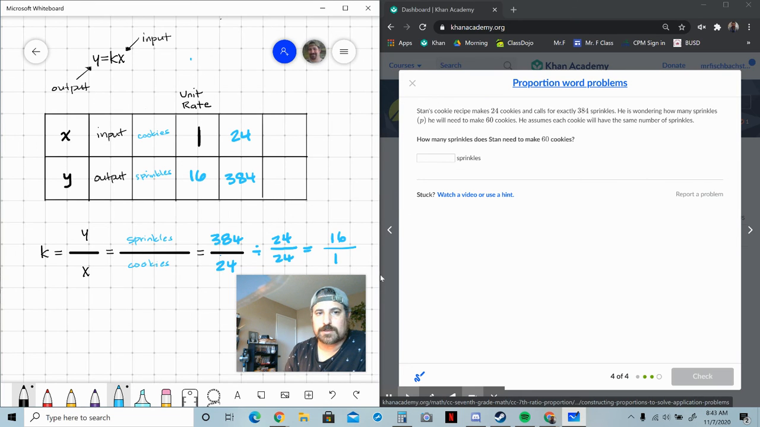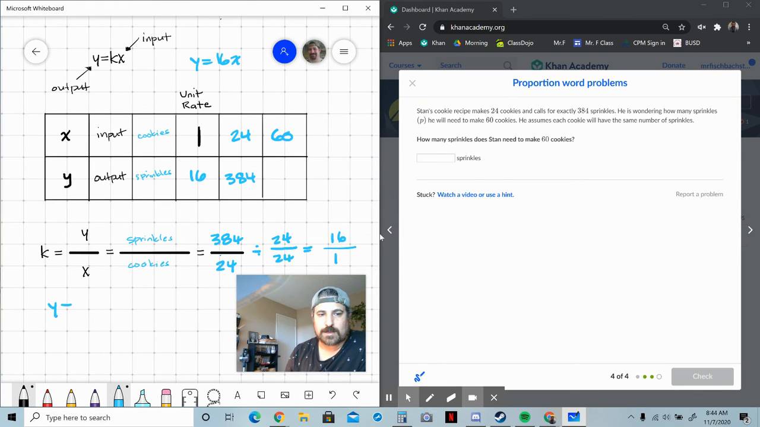Which means our equation is going to be y equals 16x, right? Where x is cookies and y is the number of sprinkles, right? For every cookie, you need 16 sprinkles. And then you just solve the problem. So how many sprinkles does Stan need to make 60 cookies? Well, if you're making 60 cookies, obviously we're going to use more than double the amount of cookies, so more than double the amount of sprinkles, right? But exactly how much? Let's find out.